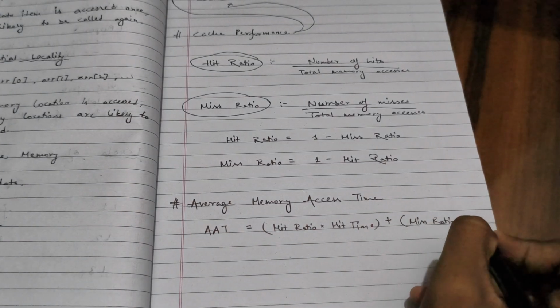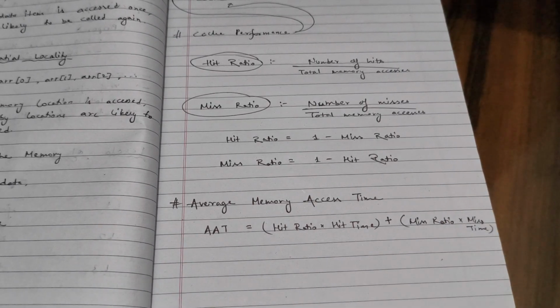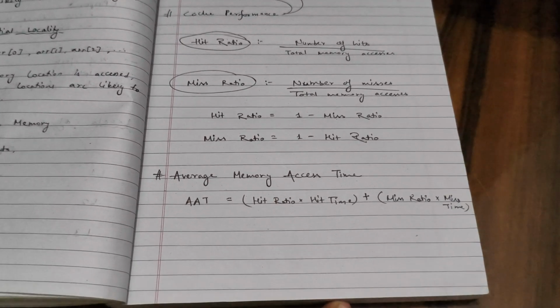Ratio into miss time. The hit time and the miss time depend on the system, how we are accessing the data, and within the numericals we are already given. Hit ratio and miss ratio can be calculated from each other. So with this formula we would be calculating the efficiency of the cache memory.